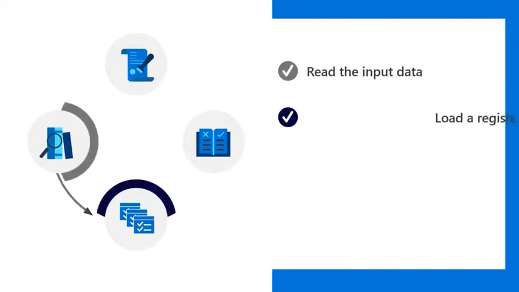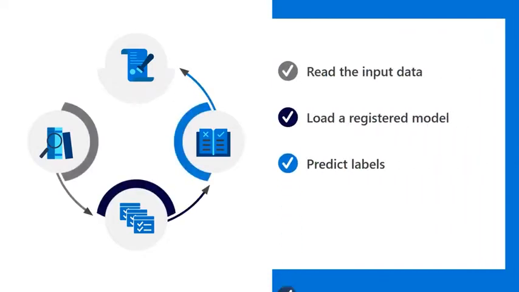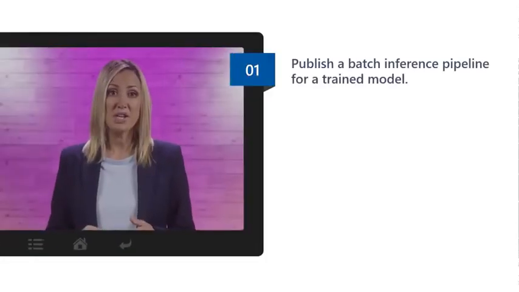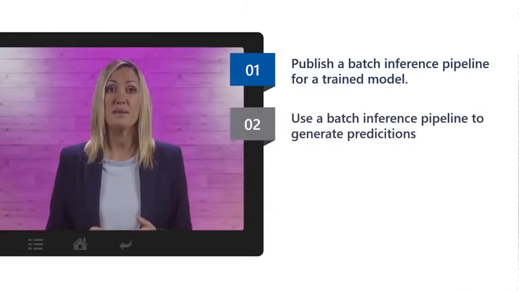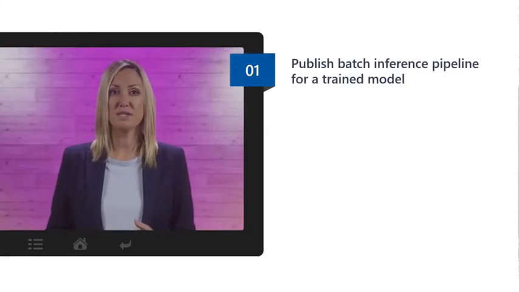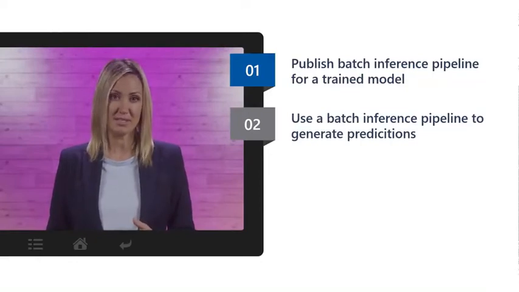In Azure Machine Learning, you can implement batch inferencing solutions by creating a pipeline that includes a step to read the input data, load a registered model, predict labels, and write the results as its output. In this lesson, you will publish a batch inference pipeline for a trained model and use a batch inference pipeline to generate predictions. In this lesson, you have learned to deploy batch inference pipelines with Azure Machine Learning, or more specifically, publish a batch inference pipeline for a trained model and use a batch inference pipeline to generate predictions.